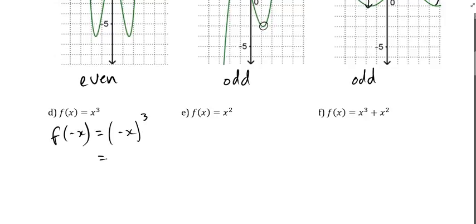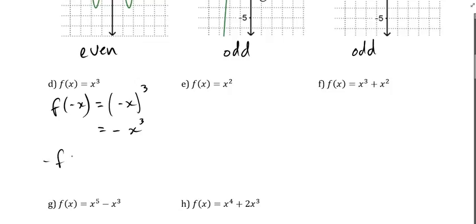And what is negative x cubed? If I simplify that, it's negative x cubed still. You still have the cubed, but it works out to negative, right? If it started negative, it's going to stay negative. Make sense? And what is negative f at x? Well, that's like negative, and then f at x, which is x cubed, which is just negative x cubed.